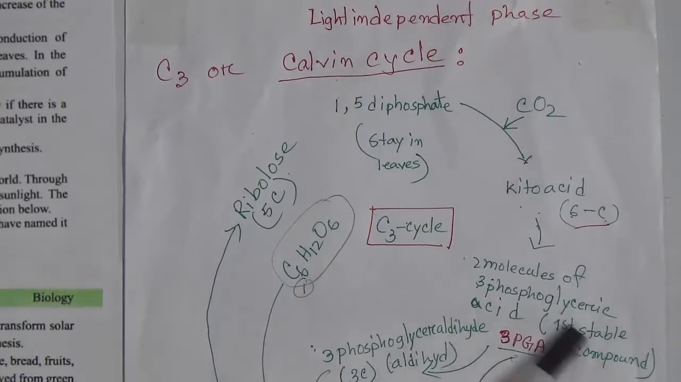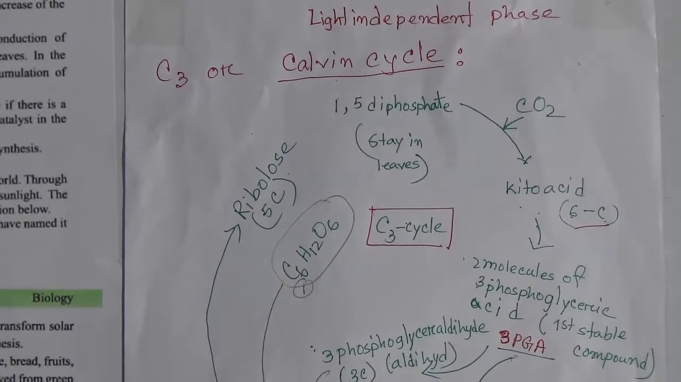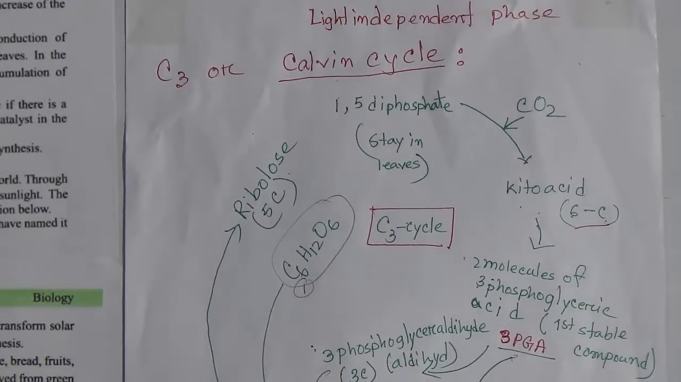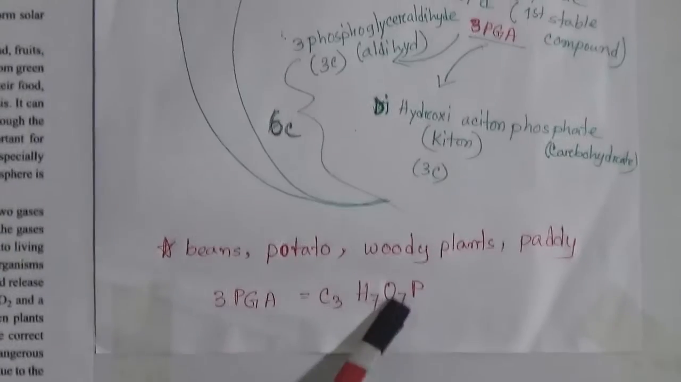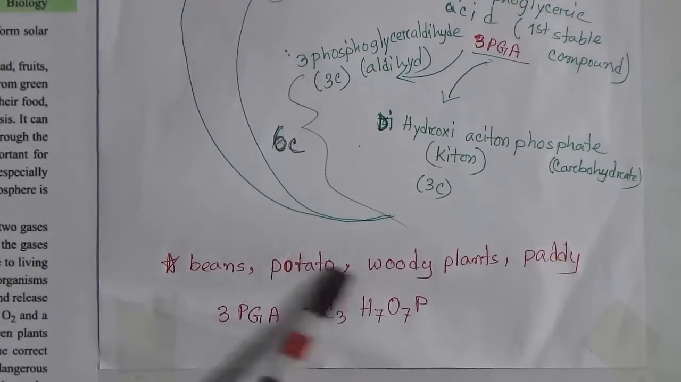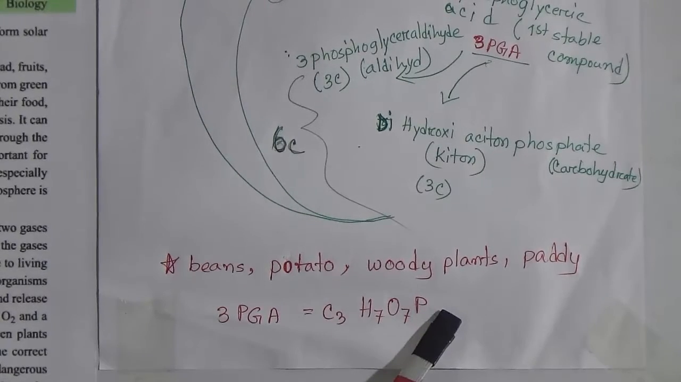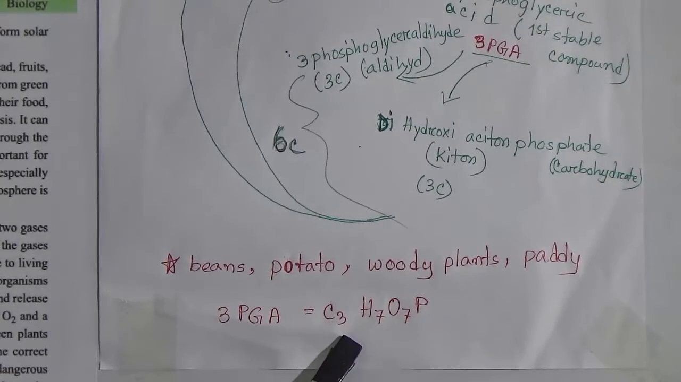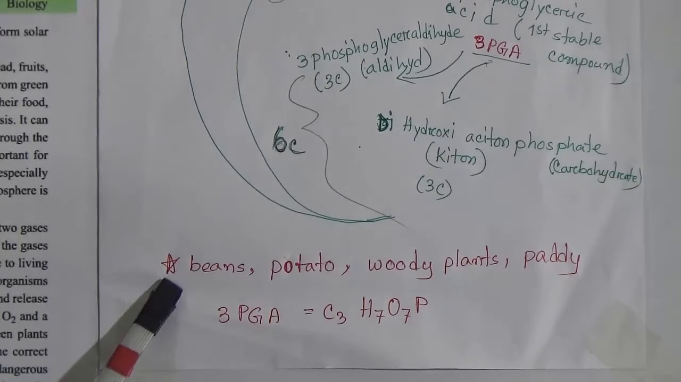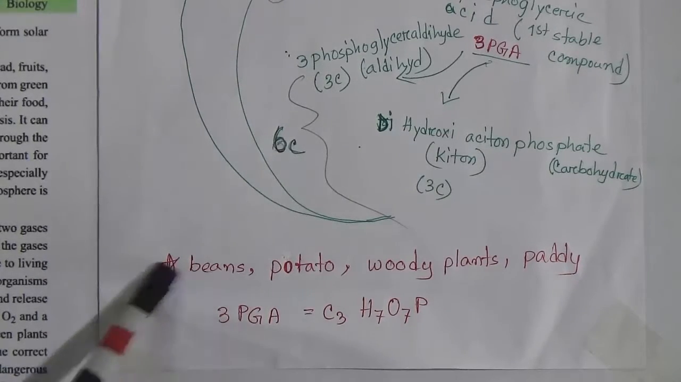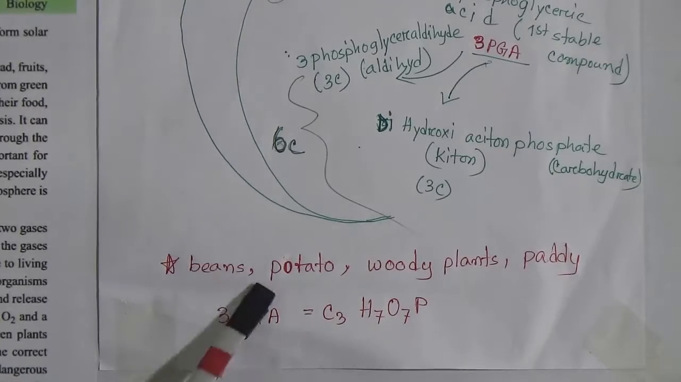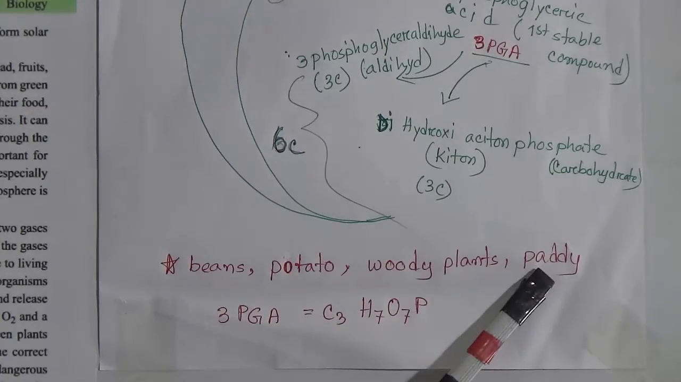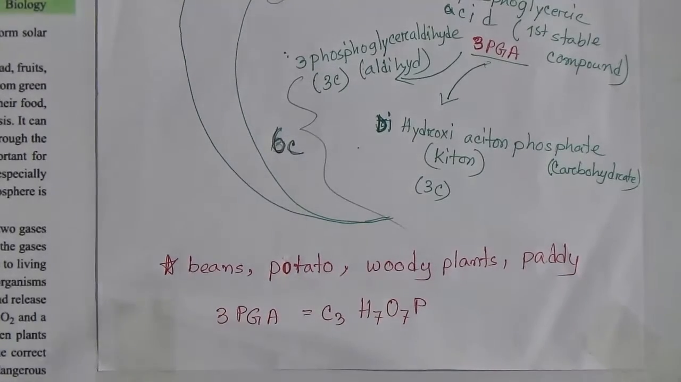The chemical formula of 3-phosphoglyceric acid I have written here, you have to memorize this. It is C3H7O7P. This is the chemical formula of 3-phosphoglyceric acid, and this C3 cycle is observed in bean, potato, woody plants and paddy. Now come to the C4 cycle.